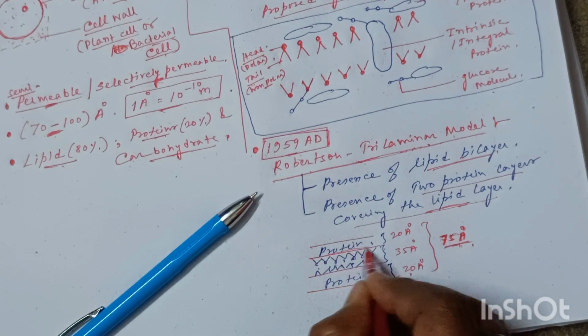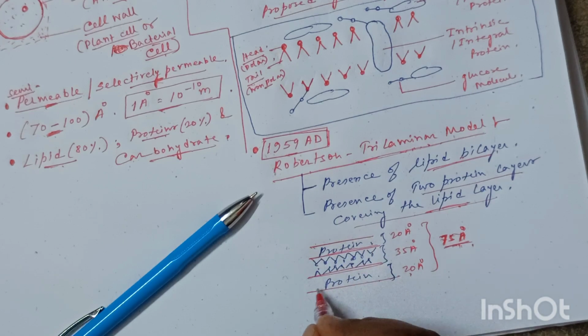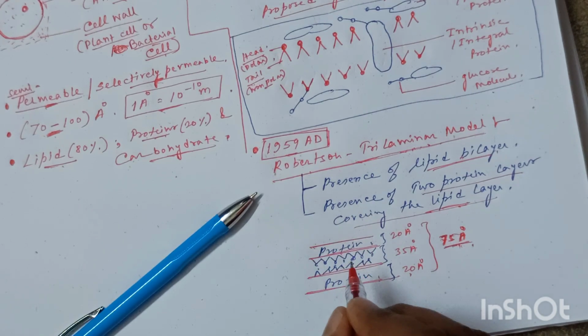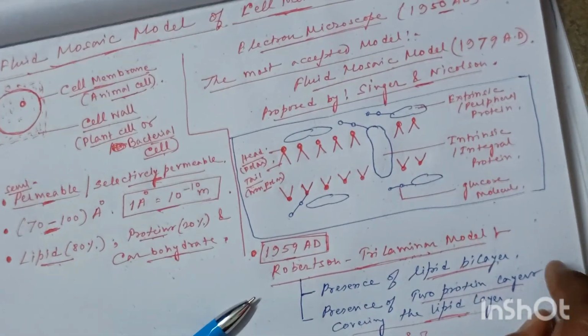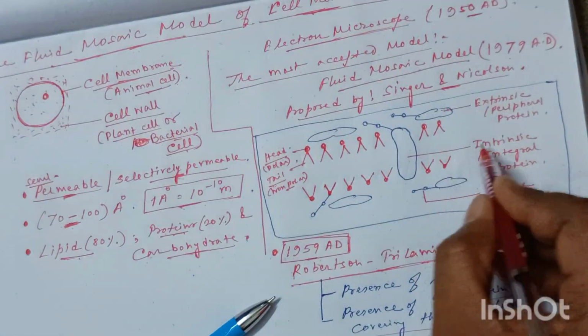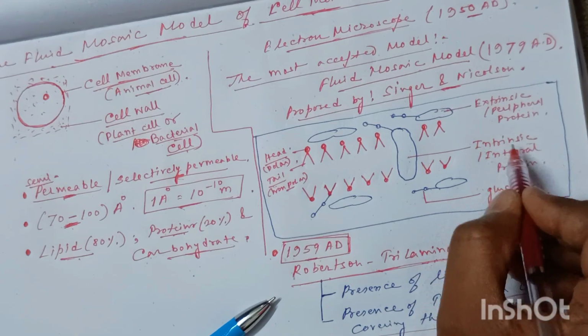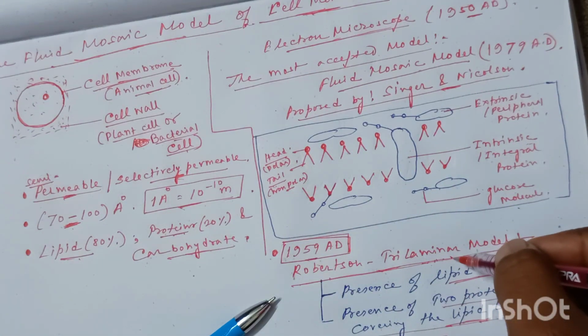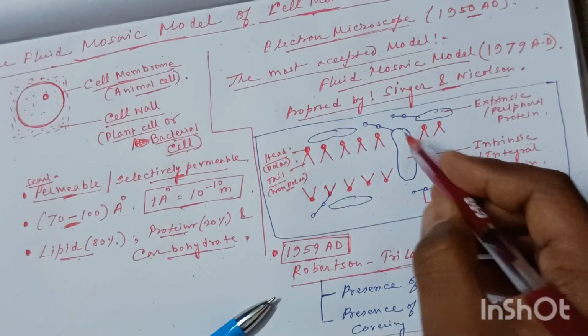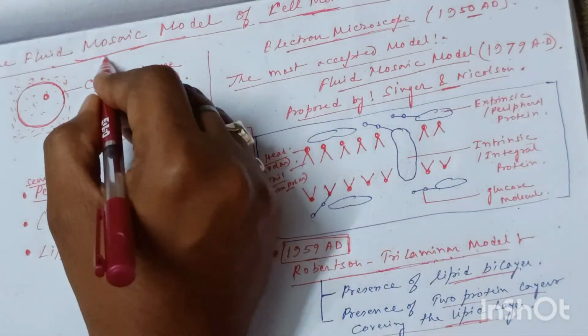But this model could not convincingly describe all the functions of the plasma membrane. Now we are coming to the fluid mosaic model. And what are the differences between this Robertson trilaminar model and Singer-Nicholson's fluid mosaic model?